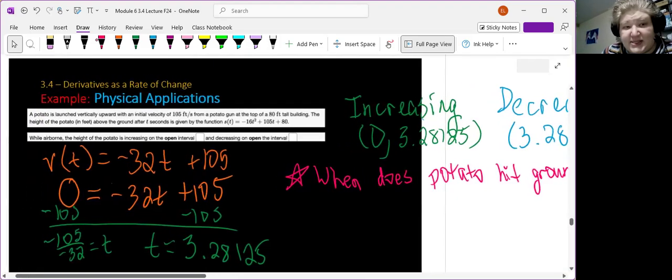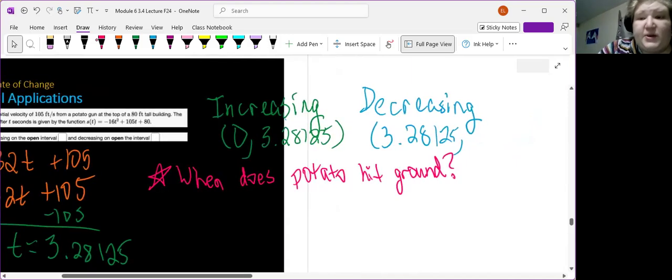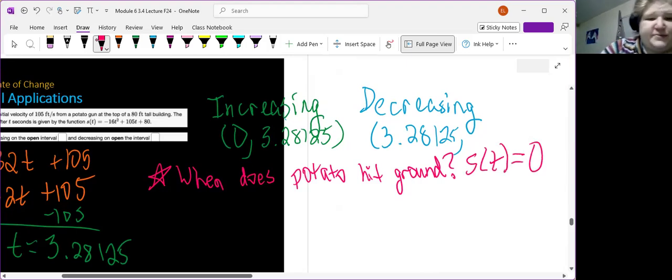And let me just check. It says the height of the potato in feet above the ground. So when it hits the ground, it's not above the ground anymore. It's on it. So that means our height there is 0. So when does the potato hit the ground? When the height, which is our position function, s of t, equals 0. So this is now 0 equals negative 16t squared plus 105t plus 80.